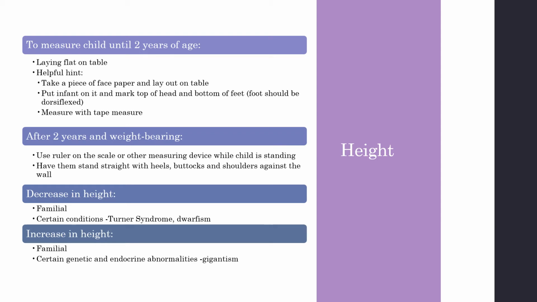That way you're not having to wrestle that tape measure with the child laying down, or they're real wiggly or whatever it might be. You can just easily measure those marks on your piece of paper. But that is an easy way to assess length and height of a young infant, a young kid. Once they get older and they're weight bearing, they can kind of follow directions.